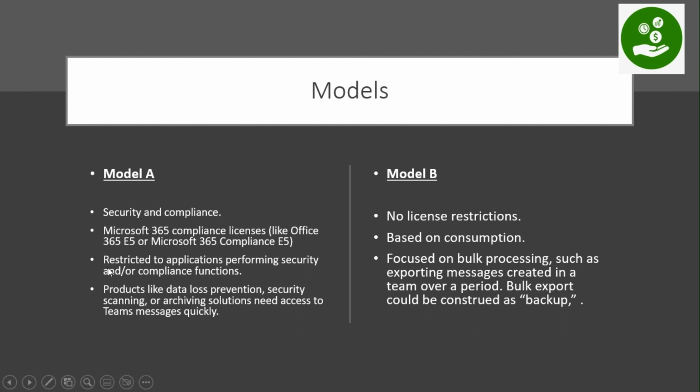Coming back, Model A is restricted to applications performing security and compliance functions, like the first point I talked about. Whereas Model B focuses on bulk processing, such as exporting messages created in Teams over a period. Bulk export could also be considered as backup. If I sum this up, Model A suits products like data loss prevention, security scanning, or archiving solutions that need to access Teams data quickly. They can opt for Model A.